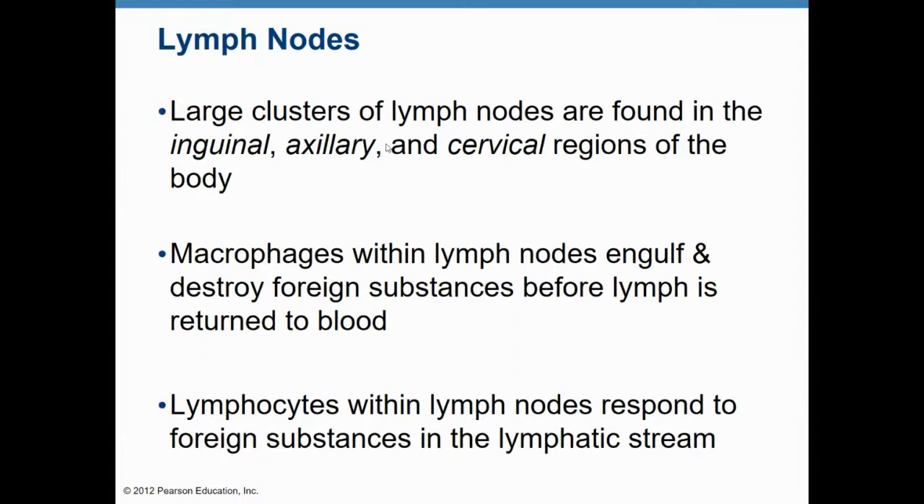Now, inside of those lymph nodes, we have white blood cells called macrophages. Macrophages are kind of generalists in the way that they remove pathogens from the body. They basically will just engulf and destroy any foreign substances that are found in the lymph before it is returned to the blood. But the lymphocytes are more of our specialists. They're like the Navy SEALs. And so they are going to respond to specific foreign substances in our lymphatic stream.